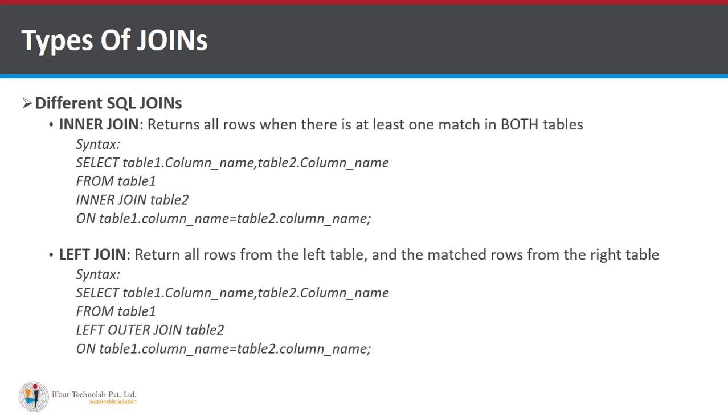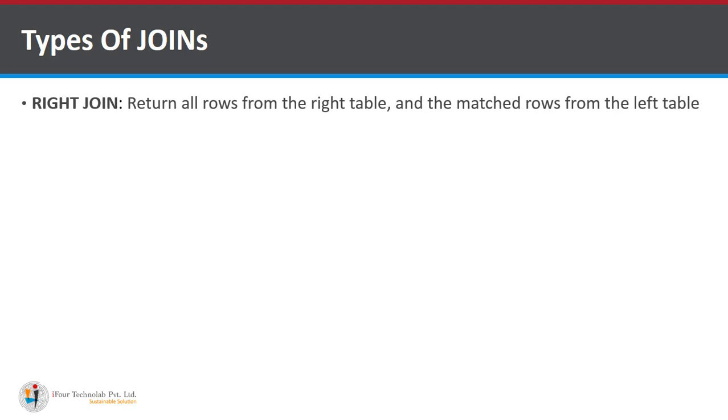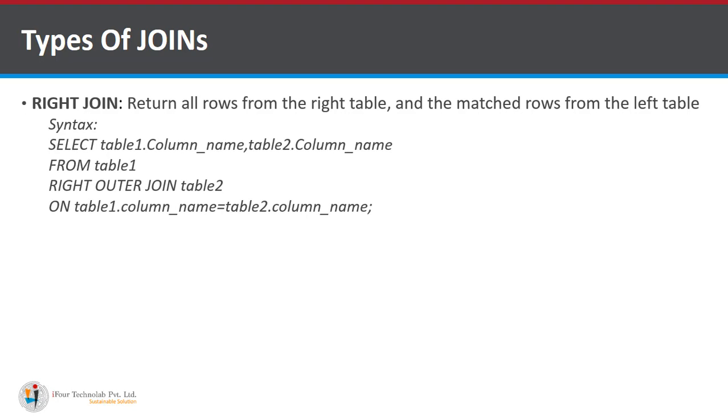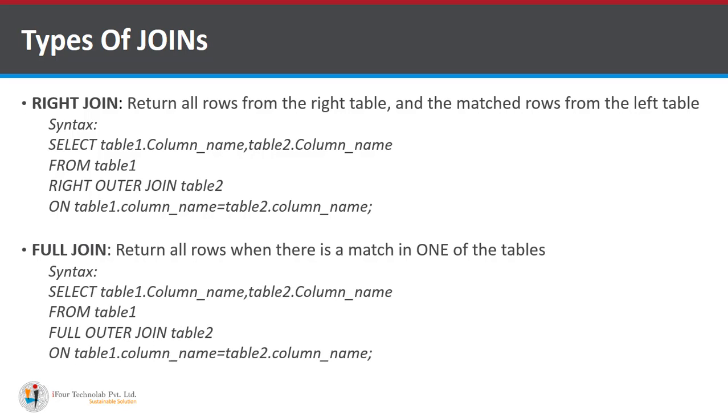Left join returns all the rows from the left table and matched rows from the right table. You can see here this syntax. It will show all the records from table 1 but only the matched records from table 2. Right join returns all rows from the right table and matched rows from the left table. The syntax is like this. It will show all the records of table 2 but only the matched records from table 1. Full join returns all the rows from both tables where there is a match in one of the tables. You can see here the syntax of full join.